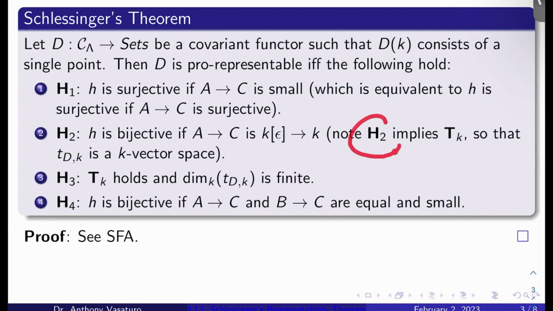And we'll note that H2 implies T_K, the tangent space property from my tangent space video a couple videos ago. So in particular, T_D is a K vector space. Okay. Property H3 is that T_K holds and the K dimension of T_D is finite. So we saw that above. That's an essential condition that we've been working with for a couple videos now. And then H4, H is bijective if A to C and B to C are equal and small. Okay, so for a proof of this, you can see Schlesinger's paper on Artin rings.